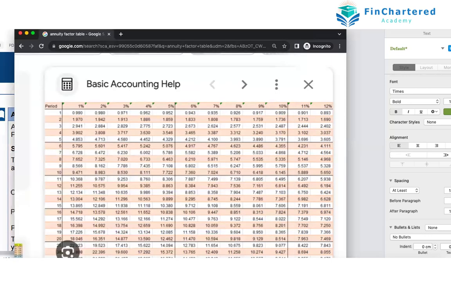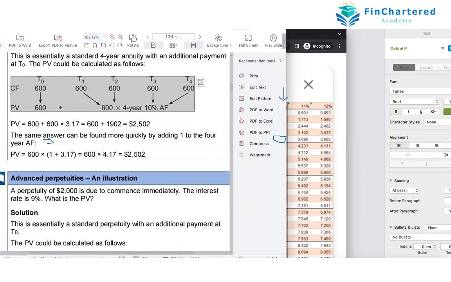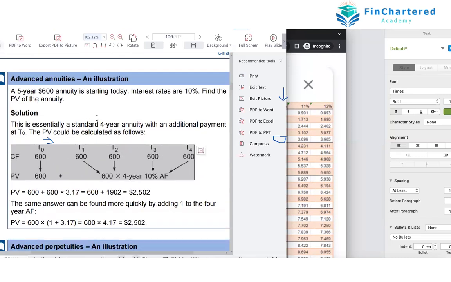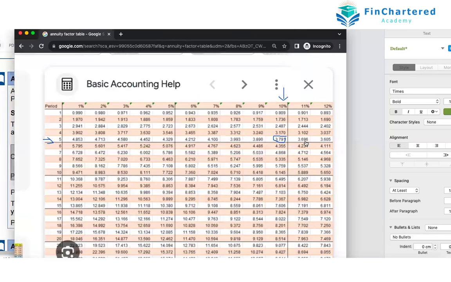So 10%, again, this is how you spot it for those who still don't know. 10% is here, 5 years is here. So just move your finger along that line. The annuity factor normally is 3.791. 10%, 5 years, yes, so it is 3.791. That is what you will normally do.